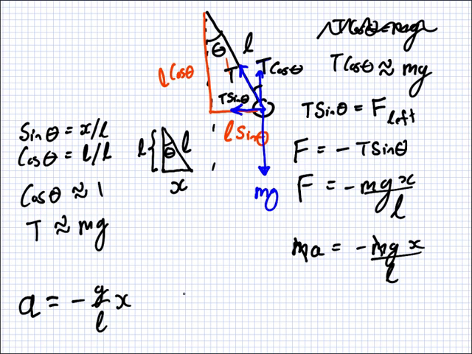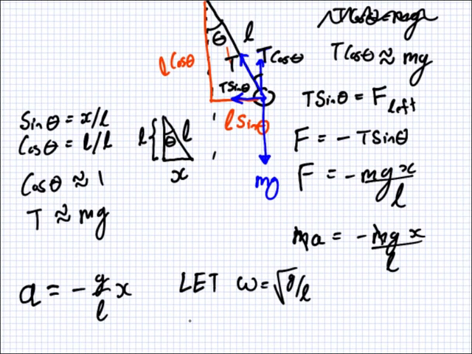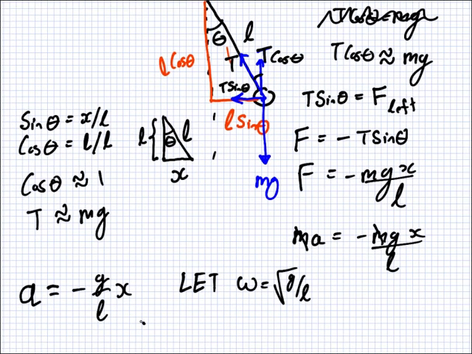Now what you can do is let omega represent root g over L. So then what does this become? A equals, what's that? Omega squared. Minus omega squared x. Now, you have seen that formula before, haven't you? What lesson did this come from?